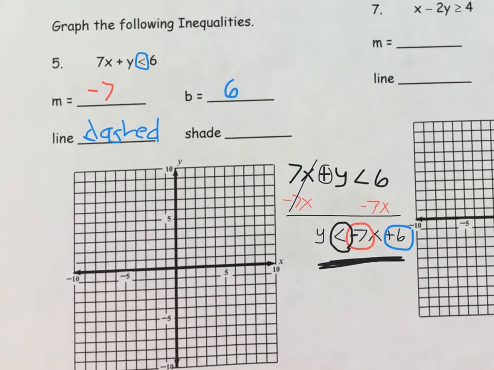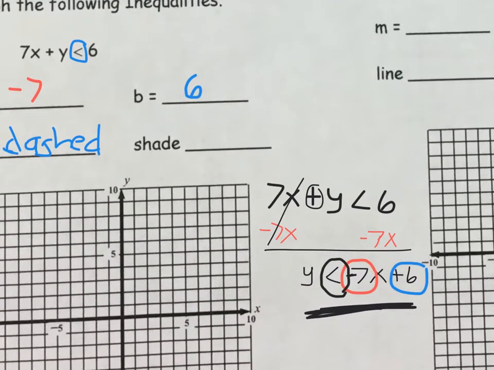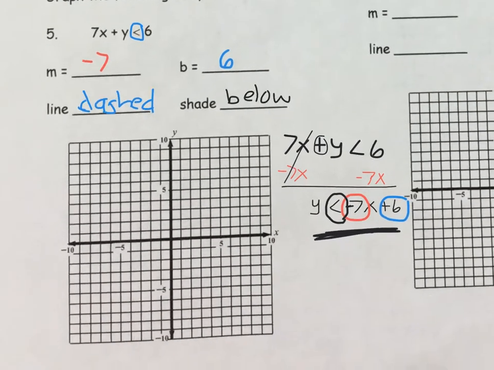So the shade, I'm sorry, let's talk about the shade. So the shade is a less than, so this is gonna end up being below, okay? Because remember, less numbers are below and not above, right? Above would be greater, okay? All right, so now let's graph it.